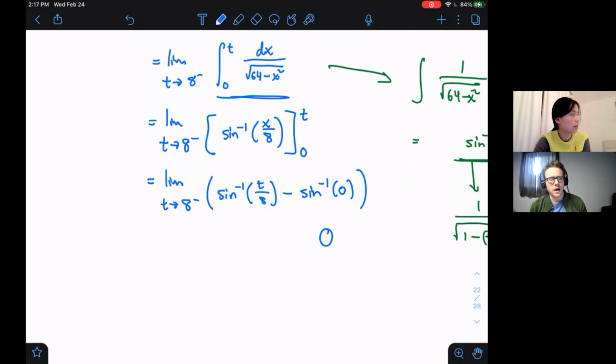And so the question is, as t approaches 8 from the left, is there any issue with just plugging this value into our function? That is, sine inverse of 8 over 8.